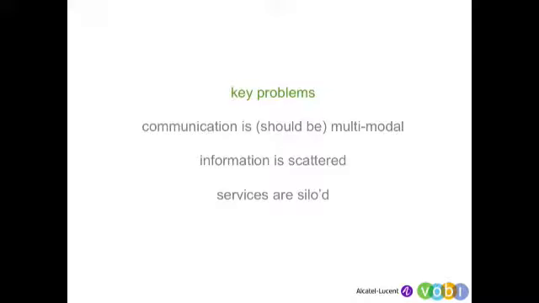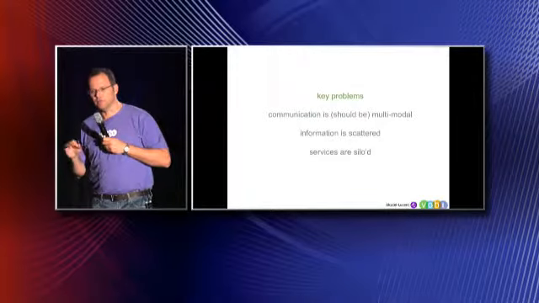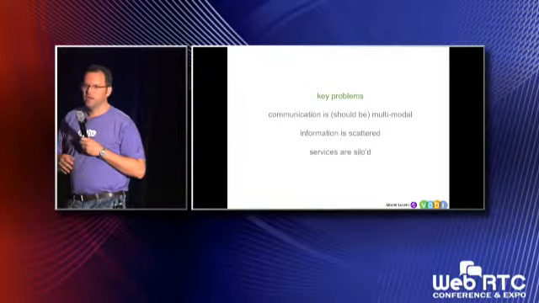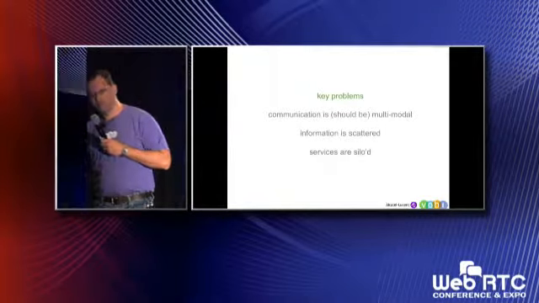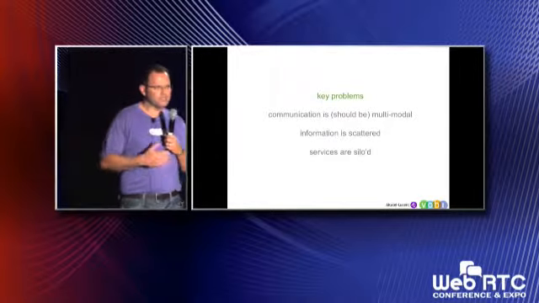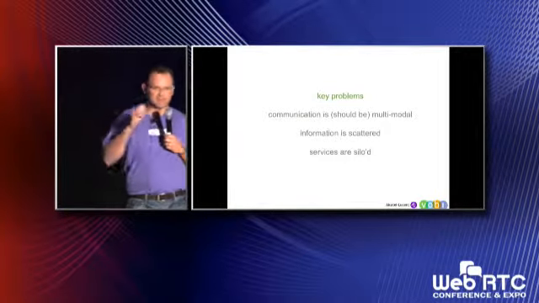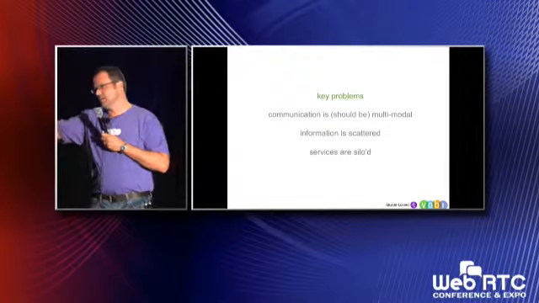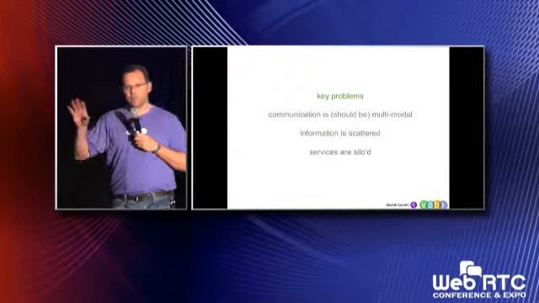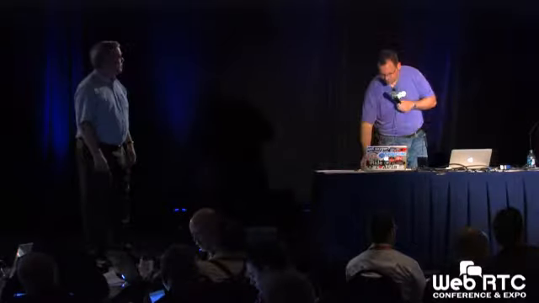One is that communication should be multimodal. That is, when I'm in one mode, I should be able to fluidly shift into another mode. The other is that information is scattered. We have lots of data stores of disjointed information out there, and they all represent destinations. And the third is that those services are siloed between voice, video, and screen sharing. They're all siloed, so they represent different places to go.